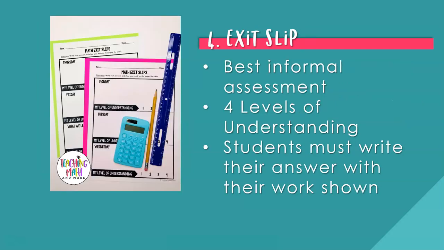Number 4, exit slip. The best way to gather information with an informal assessment. This is not for a grade. I repeat, this is not for a grade. This is a ticket out the door. So you don't have to do this every day. Some days it's nice to check and see if the kids understand. 4 levels of understanding are mastery, proficiency, needs help, and 0, complete, no understanding.